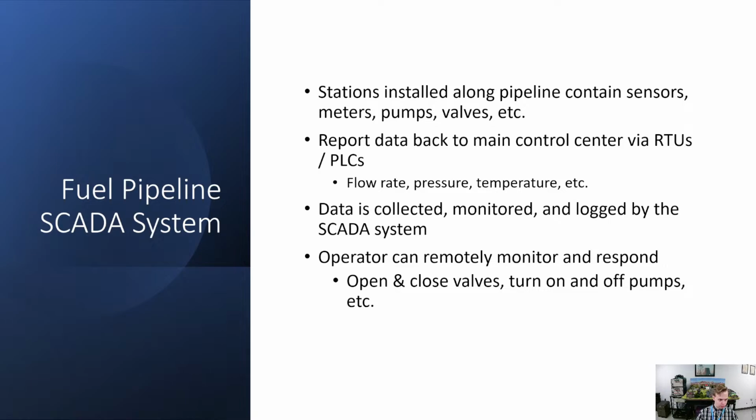And as we mentioned, the main SCADA system, or the data historian, is collecting all this data, monitoring it, and logging it. And then we also have our operator in the main control room being able to take in all this data, view it in a nice way, and then monitor and respond as necessary. So the operator would be able to open and close valves, turn on and off pumps, etc., all from the main control room, given the data that they're seeing being reported back. And that operator would be using something like an HMI or some type of SCADA computer to perform all of these actions and monitor the system.